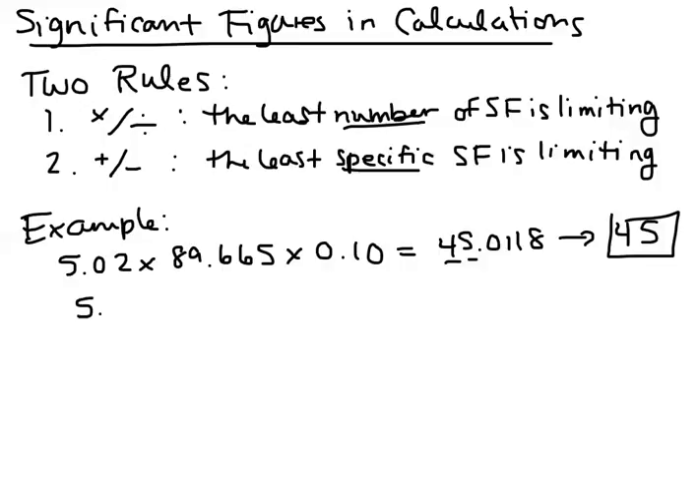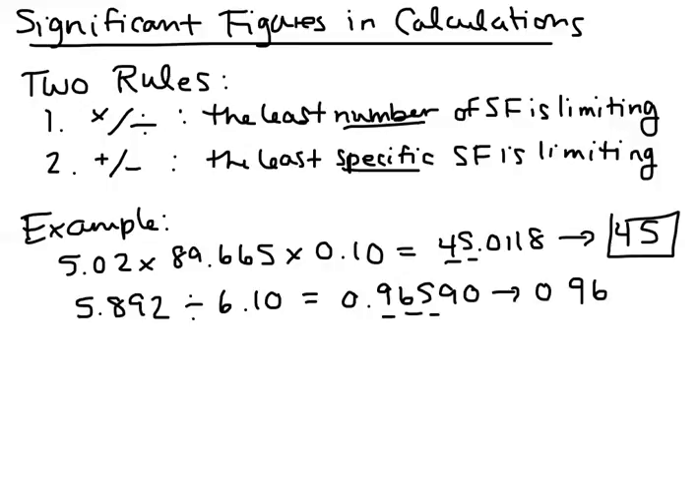Likewise, 5.892 divided by 6.10 equals, well, first of all, which number limits our sig figs? 6.10, because it has how many? 3. So our answer, if you kept more sig figs than you need, 0.96590, we only want to keep these 3, which means we're going to round up to 0.966. Questions so far?